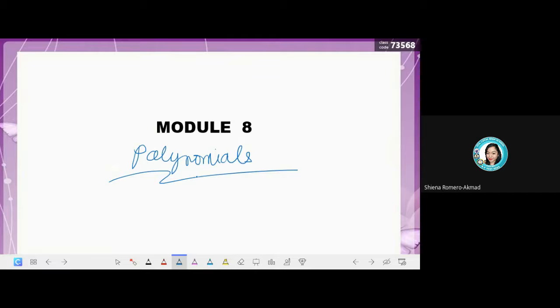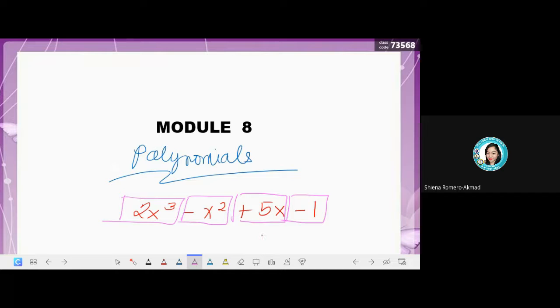And meron din tayo dito mga tinatawag na terms. So let me give you an example of this. So one good example is 2x raised to 3 minus x squared plus 5x minus 1. So this is a polynomial. It consists of terms. Ang tawag natin dito ay mga terms. Ito isang term yan. Ito isang term din to. Ito isang term din yan. And ito is another term.